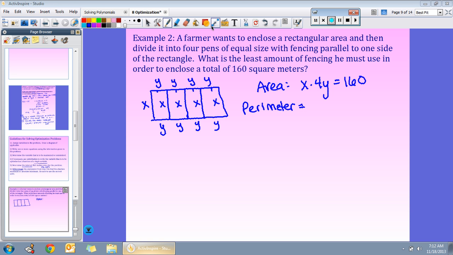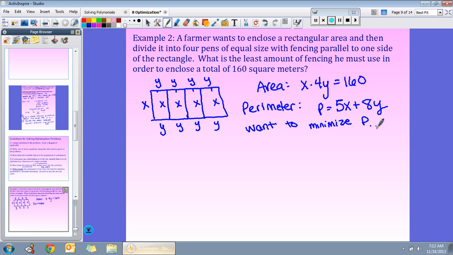Our perimeter equation, we have to add up all of our x's and y's. So we have p equals 5x plus 8y. So once you have a diagram and your two equations, you need to determine the variable to be maximized or minimized, to optimize. We want to minimize p. So we need to change the perimeter equation to be with only one variable, like either x or y.